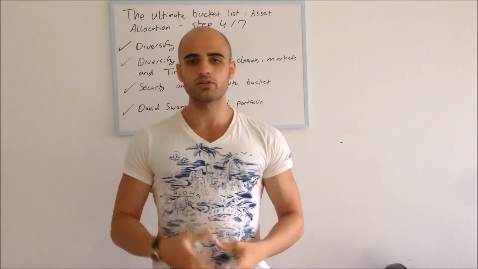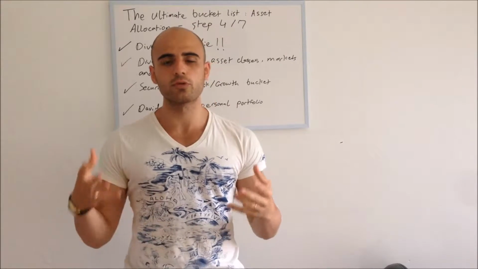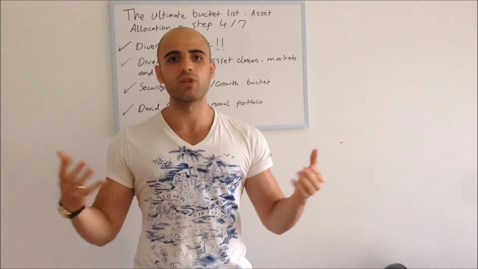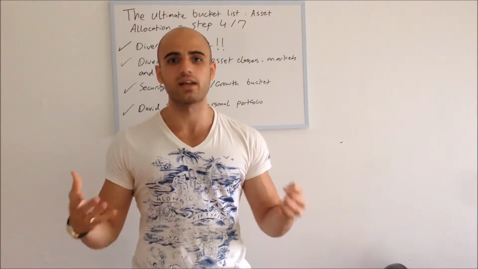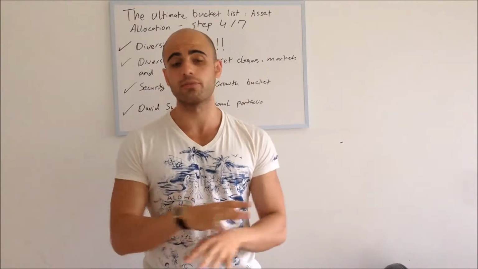Hey guys, so in today's video I'm going to talk about the fourth step of the 7 steps to financial freedom from Tony Robbins' book, Money: Master the Game. Today we're going to talk about the most important topic that I've been raving about in my previous videos, and that's asset allocation. That is the most important step of all the 7 steps.